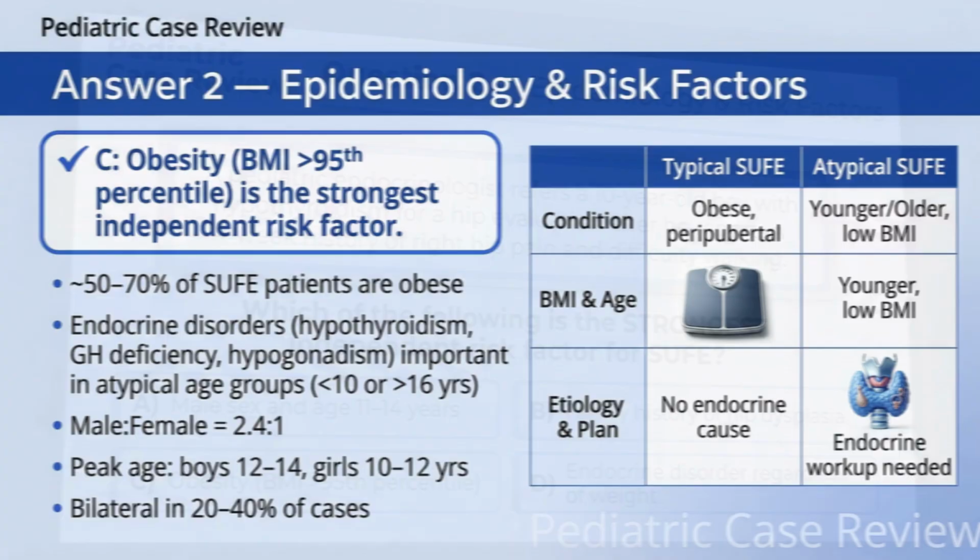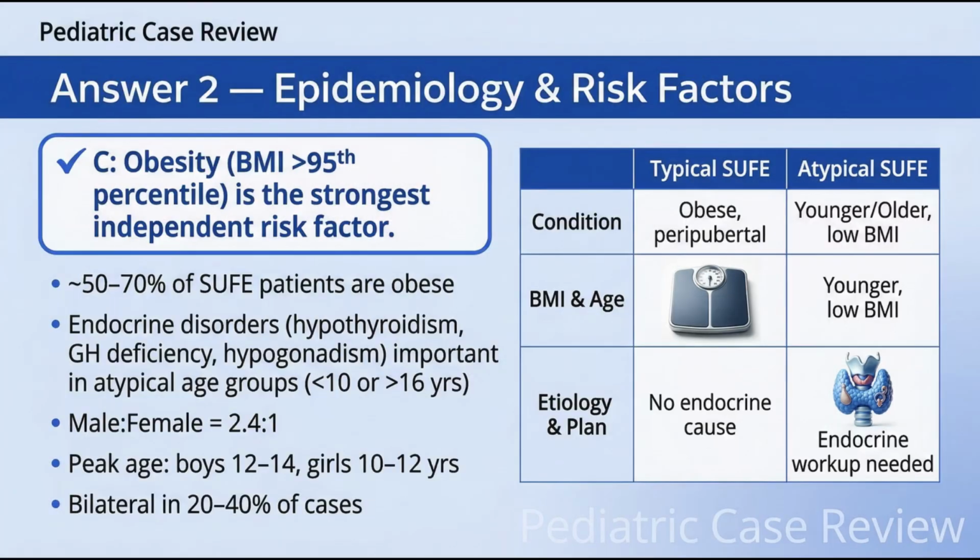The correct answer is option C. Obesity with body mass index above the 95th percentile. Approximately 50 to 70% of all slipped upper femoral epiphysis patients are obese. The male to female ratio is 2.4 to 1, with peak age in boys being 12 to 14 years and in girls 10 to 12 years.